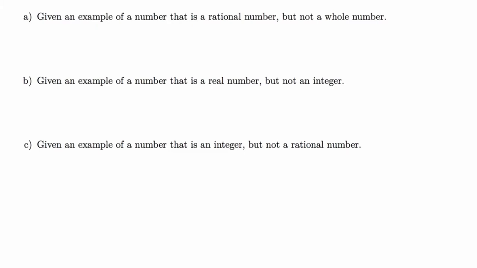In part A, we need to give an example of a number that is a rational number, but not a whole number. The set of rational numbers are the numbers that can be written as fractions. So I want to have something that is a fraction, but not a whole number. Whole numbers are the numbers 0, 1, 2, 3, and so on. So I want something that can be written as a fraction, but is not a whole number.